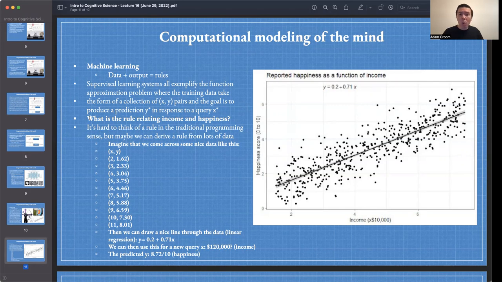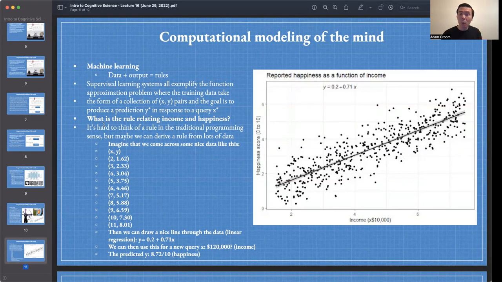What is the rule relating income and happiness? We might have such a question, right? What is the rule relating these two things? It's hard to think of a rule in the traditional programming sense for this, but maybe we can derive a rule from lots of data. Okay? So maybe we don't know at the outset what the rule is for relating these two things, right?